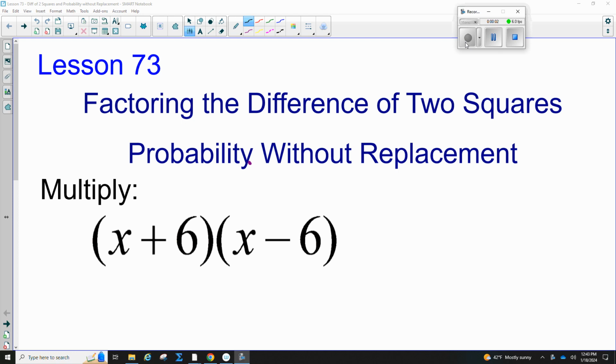All right, so more factoring. We have lots of factoring. This is another version of factoring. And then we're going to do probability, another probability. So we'll start with what's called difference of squares.